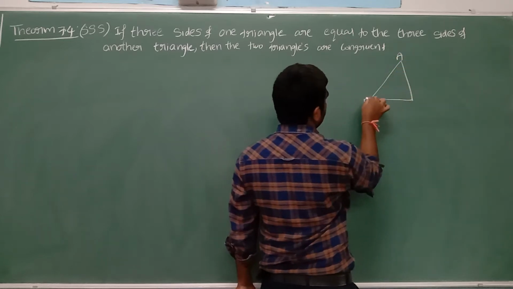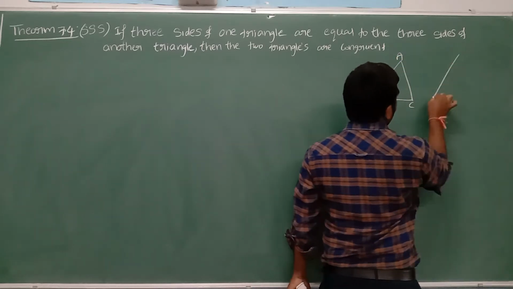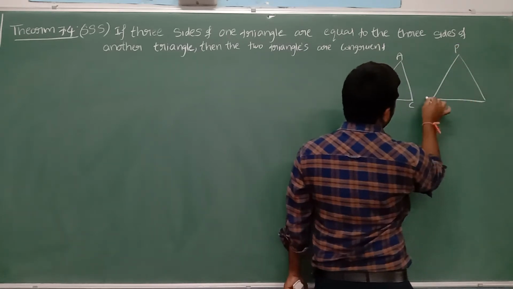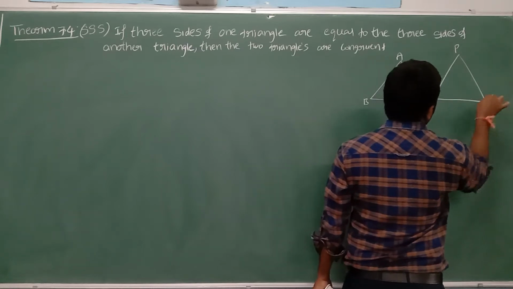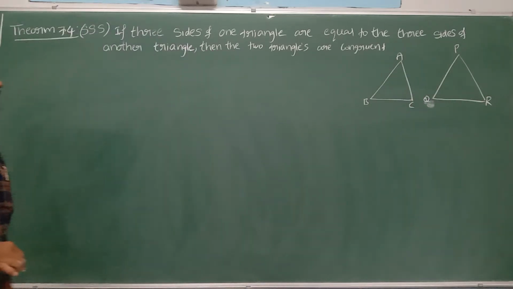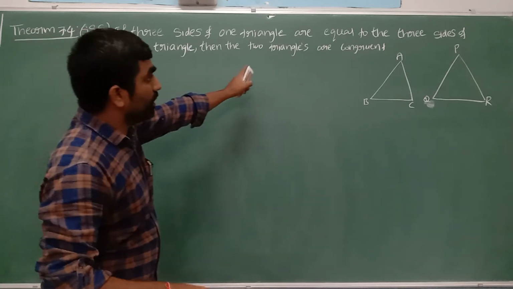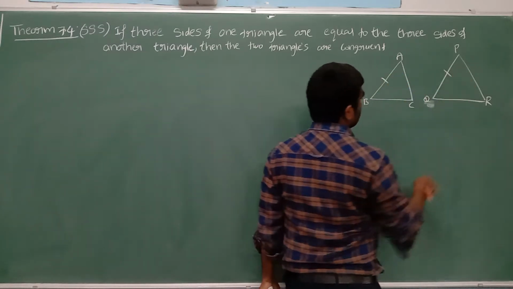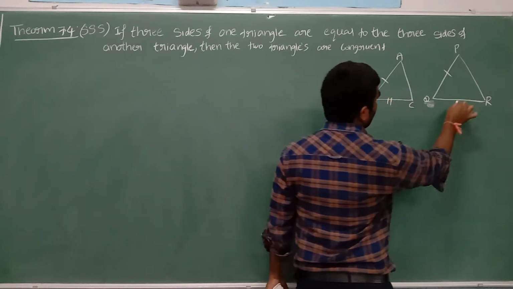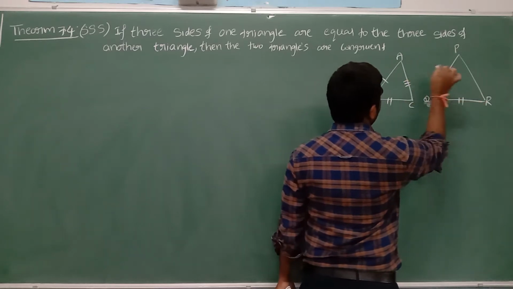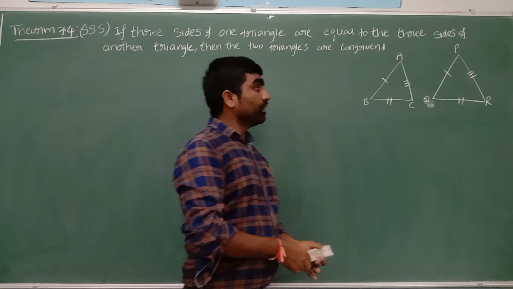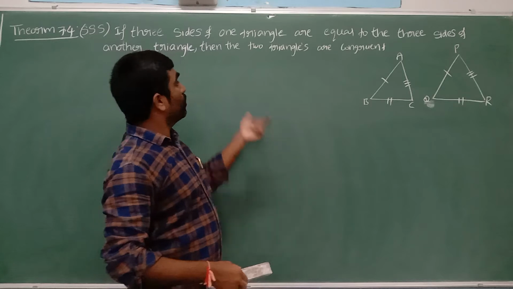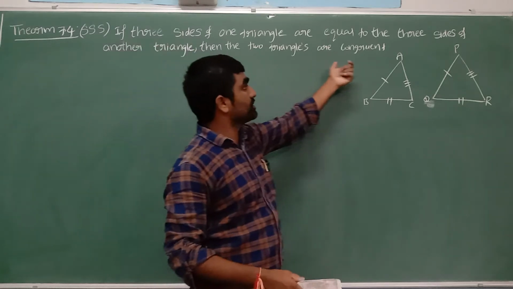Triangle ABC is one triangle, and one more triangle is triangle PQR. About these two triangles, what is said? Three sides of one triangle are equal to three sides of the other triangle. AB is equal to PQ, and BC equal to QR, and AC is equal to PR. Then what is required to prove? Then the two triangles are congruent.